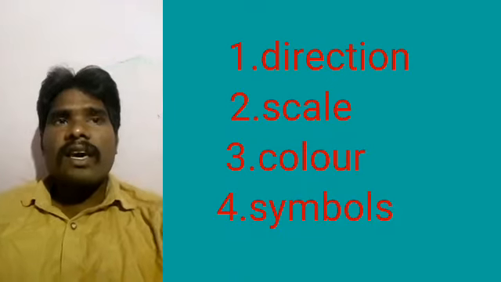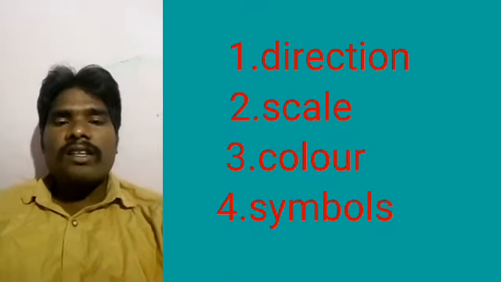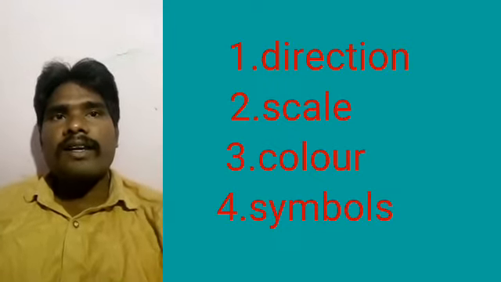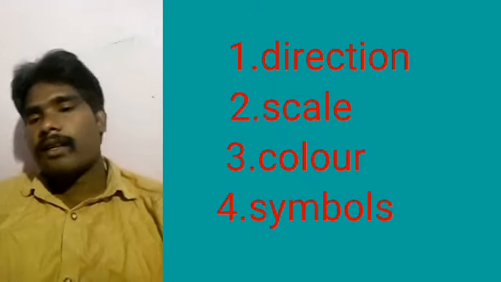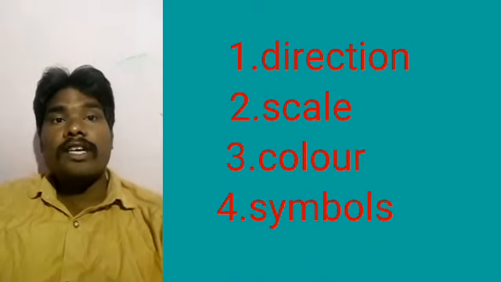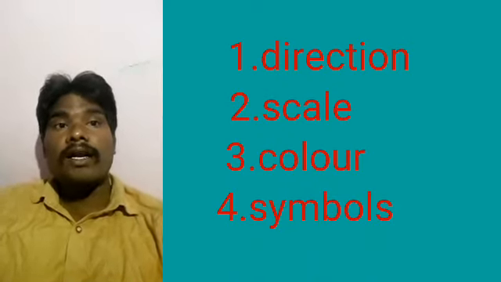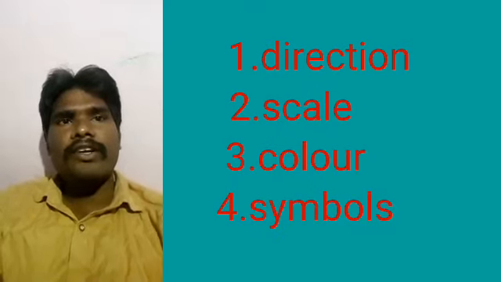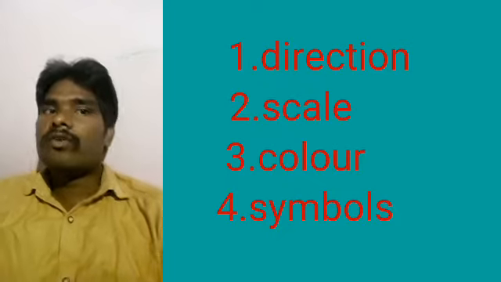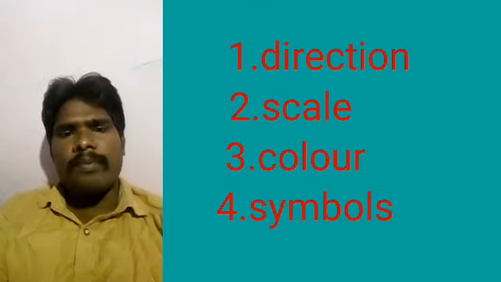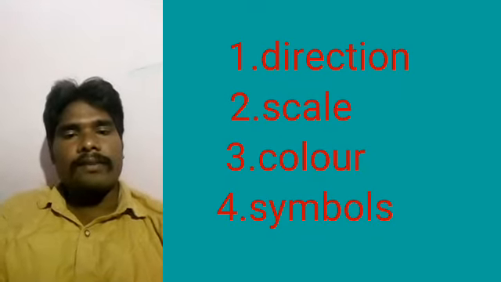Next, colors. The next heading is color. Different places are shown in different important colors. Water bodies are shown in which color? Yes, exactly, water bodies are shown in blue color. Mountains are shown in brown color. Grasslands or plains are shown in green color. Like that, every particular area is shown in a different color, students. You must know all these things properly and learn carefully.